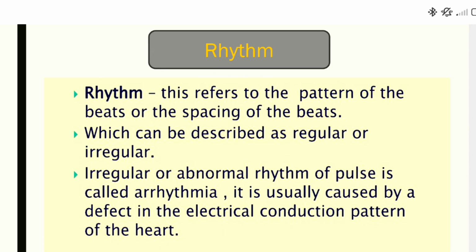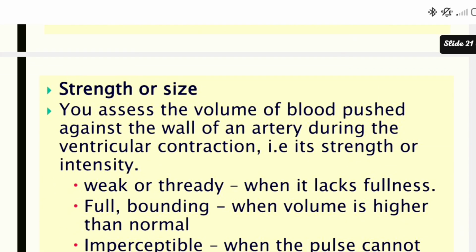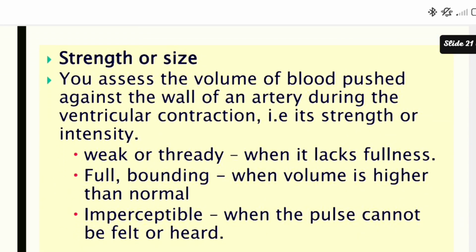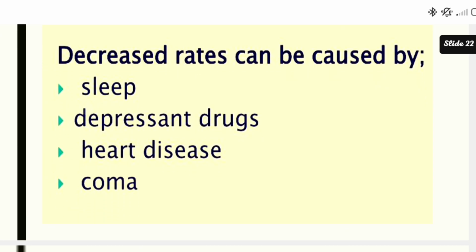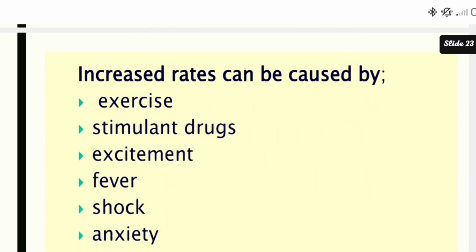I hope you know about the conduction pattern of the heart, right? Like which structures can produce the electric impulse, like SA node, AV node, Purkinje fibers, bundle of His, like that. Okay, and then we continue with the next. This is normal, you just read out. Then in which conditions pulse rate will be decreased, like sleep, depressant drugs, heart disease, and coma patient. And increased like exercise, stimulant drugs, excitement, fever, shock, anxiety.